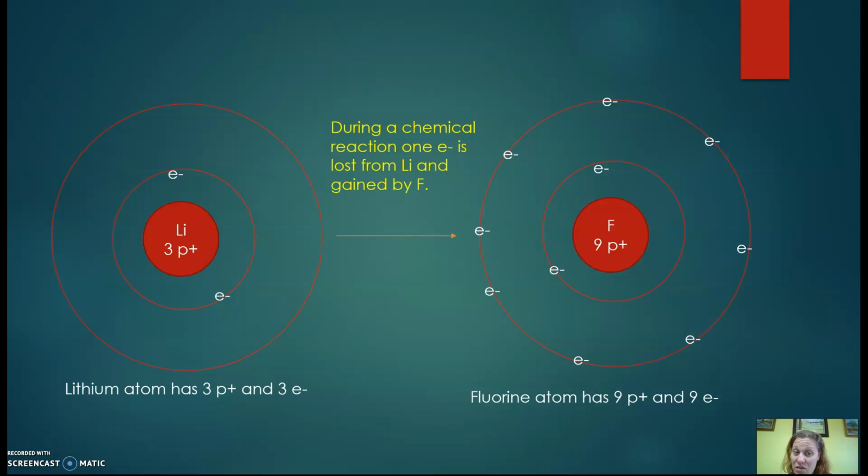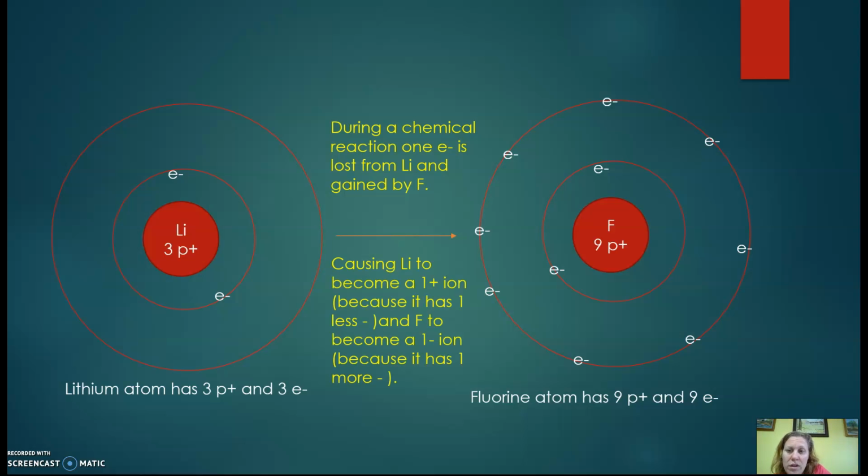And so now this is what it says. Lithium lost 1 electron, becomes a 1 plus ion because now it has 3 pluses and 2 minuses. Fluorine now has 9 protons but 10 electrons. So it's got 9 pluses and 10 minuses, which means its charge is 1 minus.